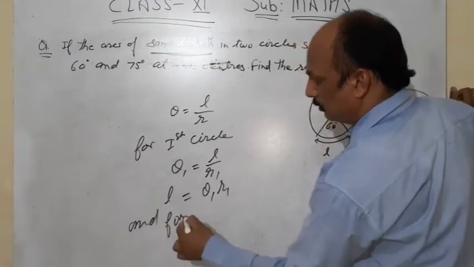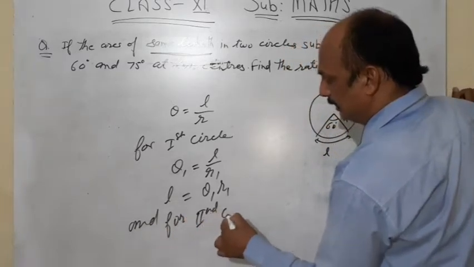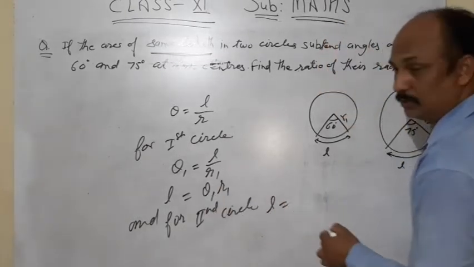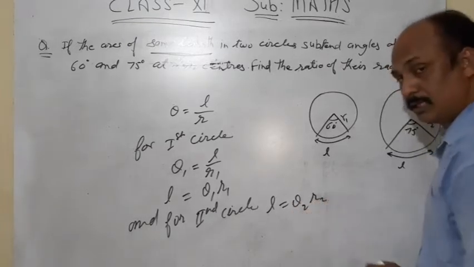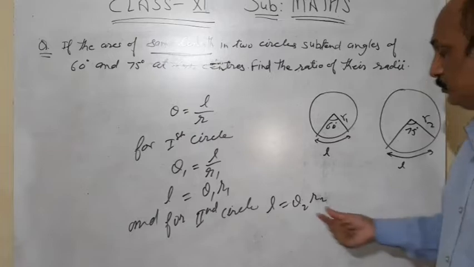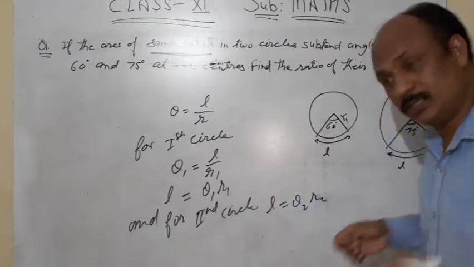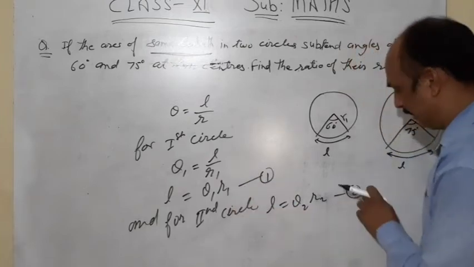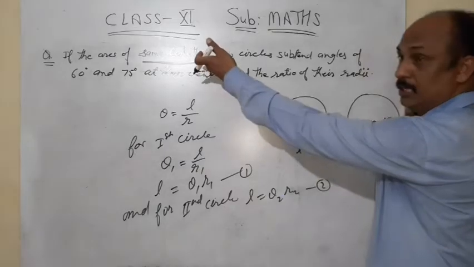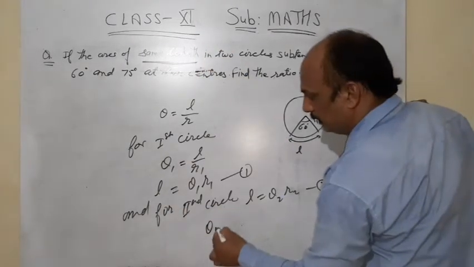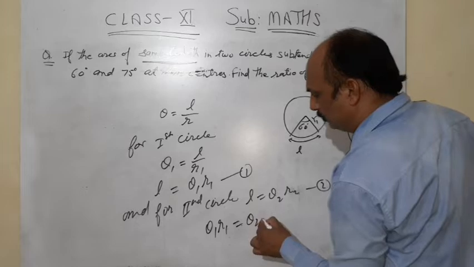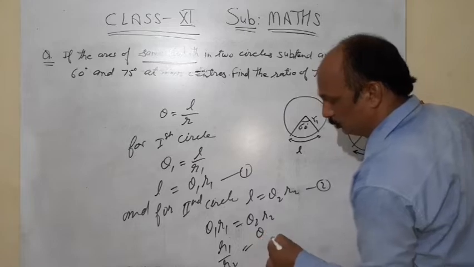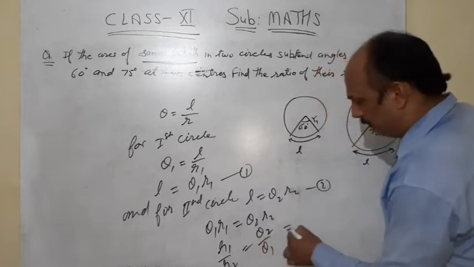For the second circle, L is equal to theta 2 R2. Now, given that these are equal, the same length, theta 1 R1 is equal to theta 2 R2, and R1 upon R2 is equal to theta 2 upon theta 1.